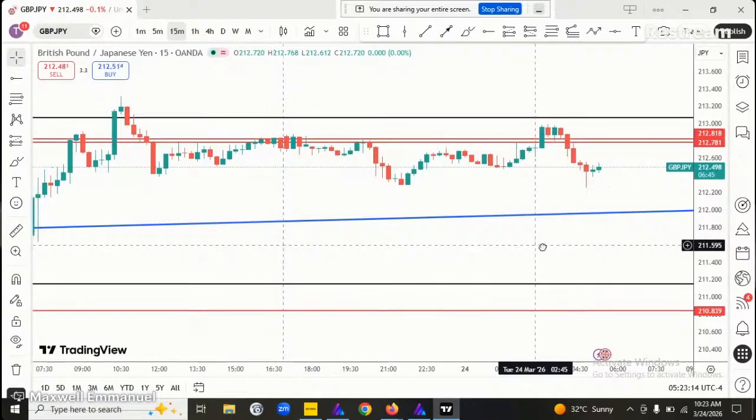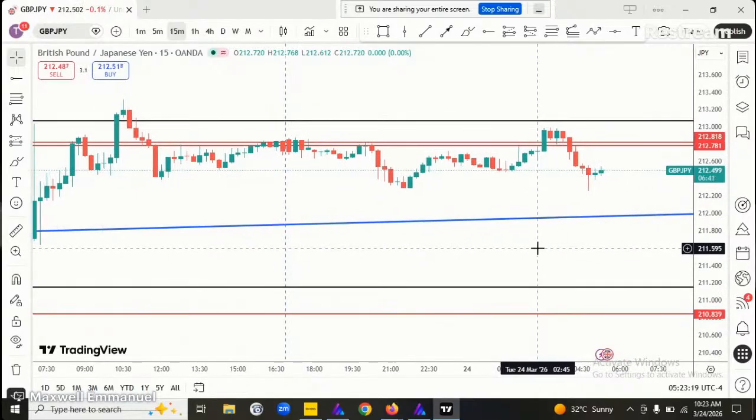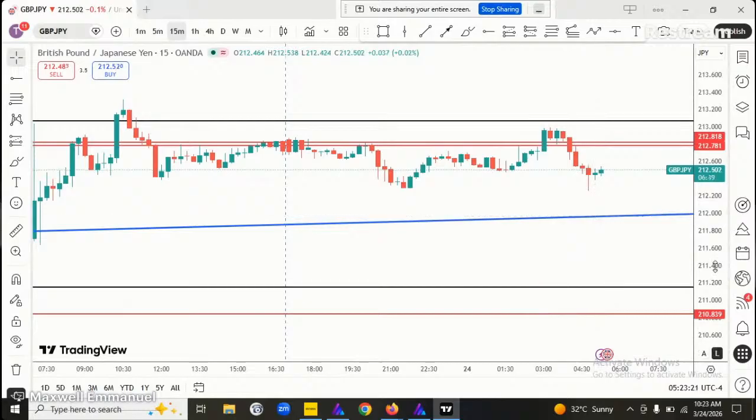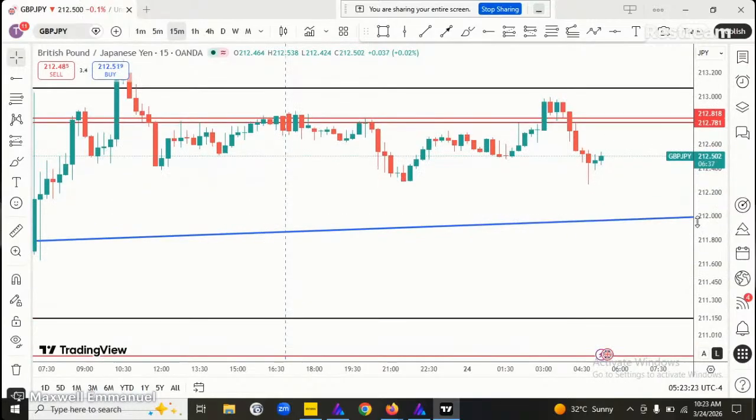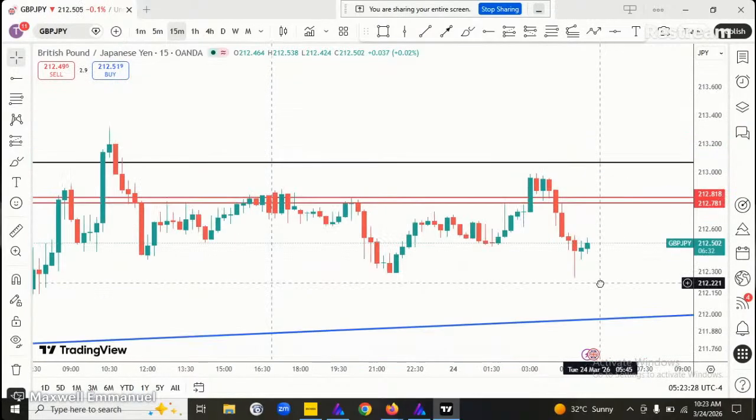So you can see it's been in a range. That's my take. Looking for sales on GJ. Is there any other pair you want me to analyze? Let me know in the comment section.